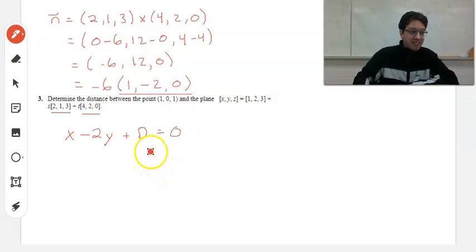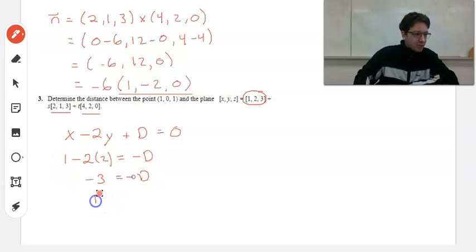Now I need to figure out what d is. And to do that, I need a point on the plane. And that's right here. That's a point on the plane. So our x would be 1, our y would be 2, and we need to solve for d. And so 1 minus 4 is negative 3, equals negative d, or d just equals 3. So now I know the equation of our plane, x minus 2y plus 3 equals 0.